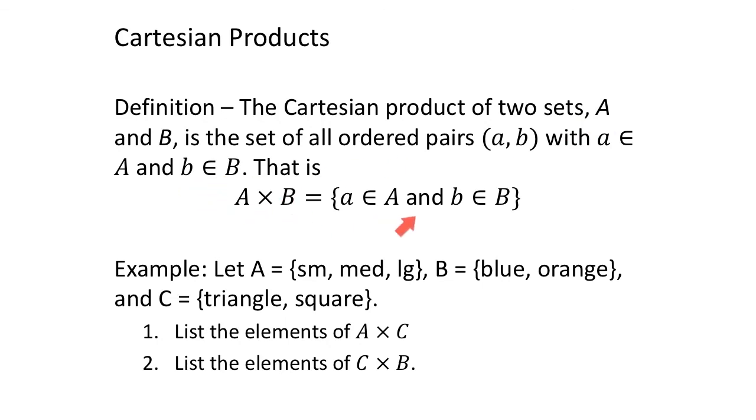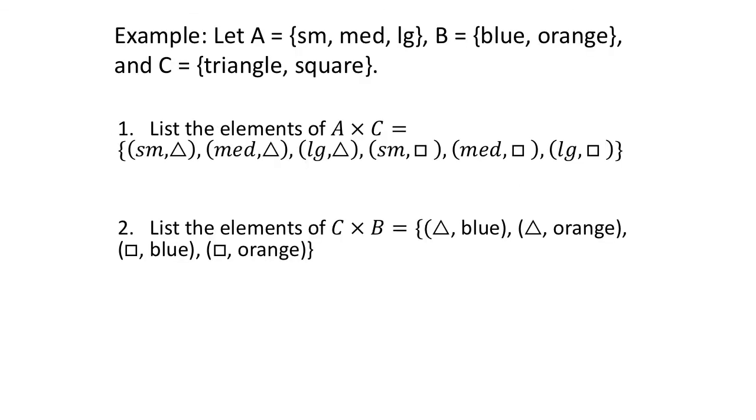So A cross B is just elements of A and the elements of B. For example, if A is the set small, medium, and large, B is the set of UTEP school colors, blue and orange, and C are the shapes triangle and square, we can list the elements of a couple of different sets. Still have small, medium, large, blue, orange, triangle, square.